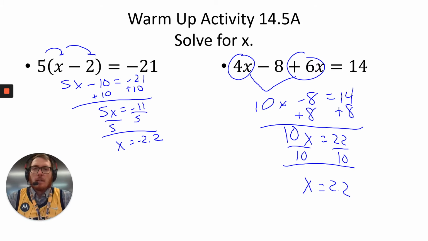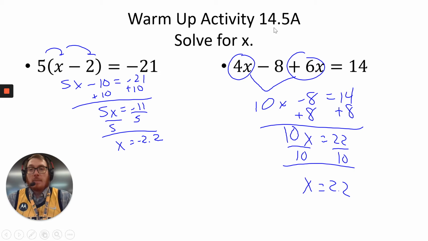These two questions are just two-step equations, but require you to do a little bit extra work. Okay, so you need to distribute the 5 into the x minus 2, or you could have divided by 5 on both sides. The reason I chose not to divide by 5 is because it doesn't divide nicely with negative 21. But you could do that and get to the same answer.